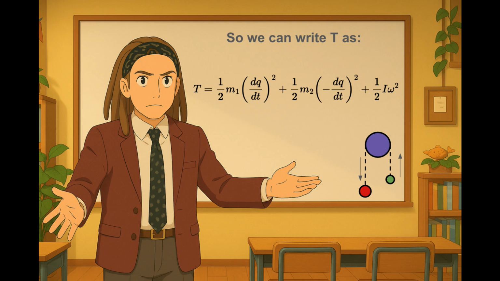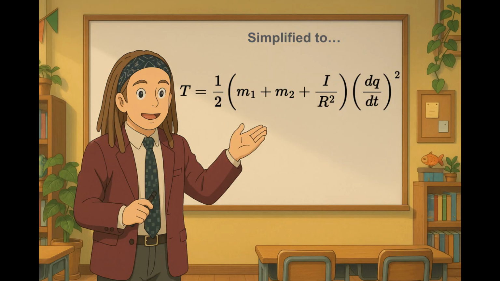So T equals 1/2 M1 times (dq/dt) squared plus 1/2 M2 times (minus dq/dt) squared plus 1/2 I times omega squared. Substituting omega equals dq/dt over r, this simplifies to T equals 1/2 (M1 plus M2 plus I over r squared) times (dq/dt) squared.